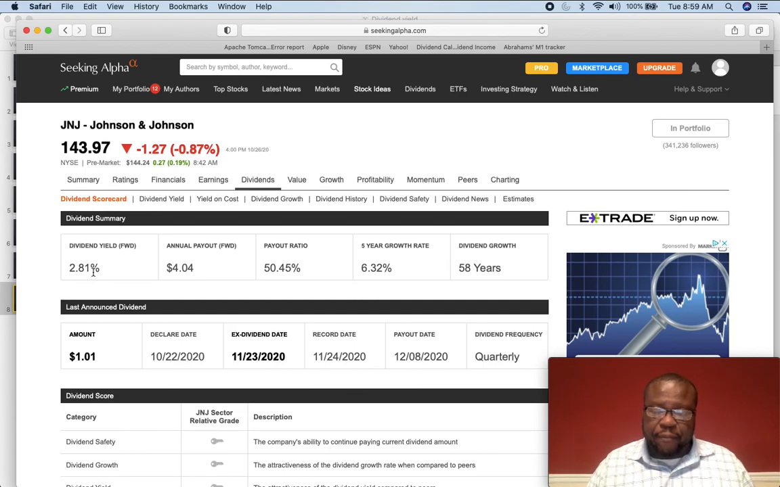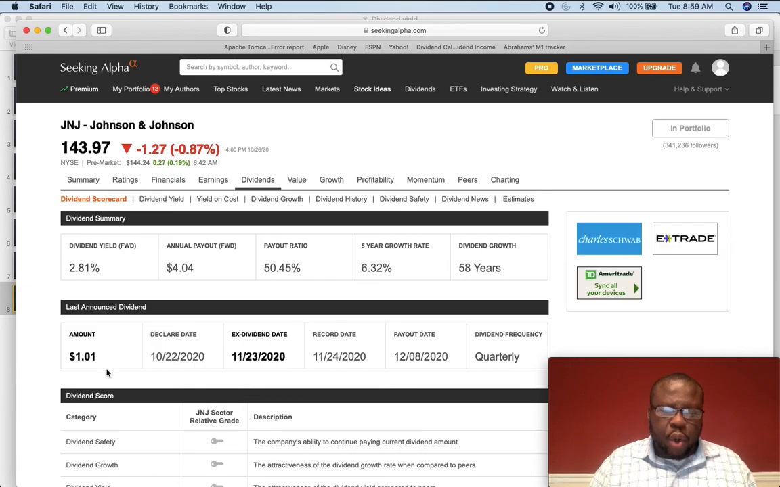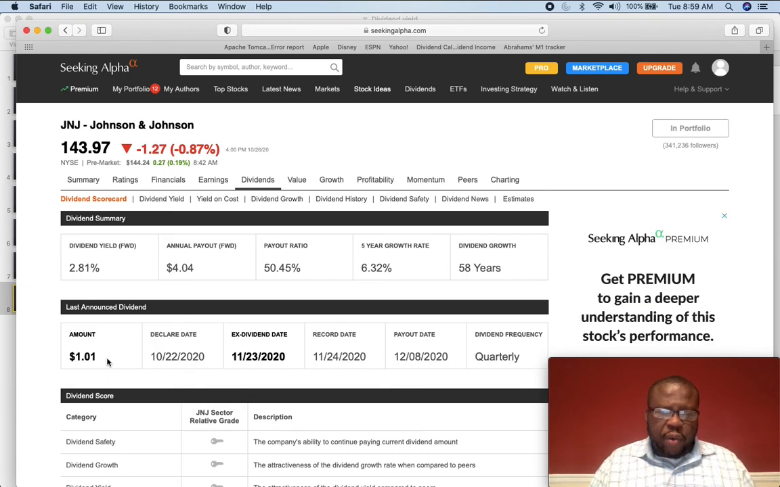Otherwise, you'd be comparing Microsoft's 56 cents to Johnson & Johnson's $1.01. You say, oh, well, this is obviously more dividend. Yeah, but you have to look at the dividend yield. So the dividend yield we get is about 2.81%, which is much higher than Microsoft, which is about 1%. So that's how you're able to compare.